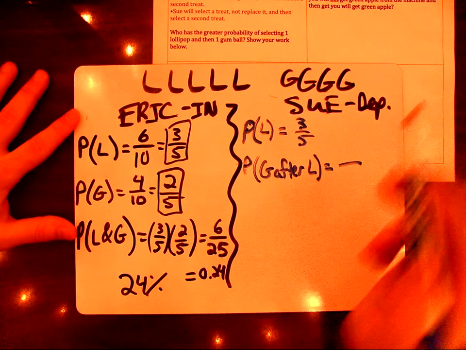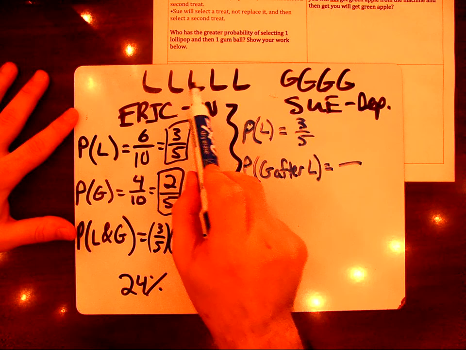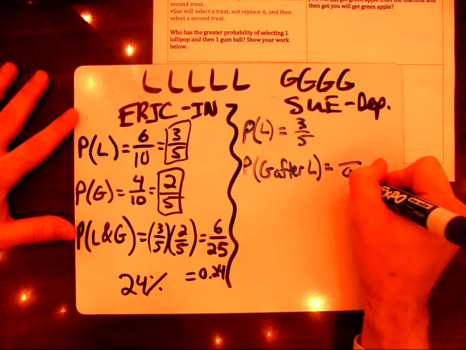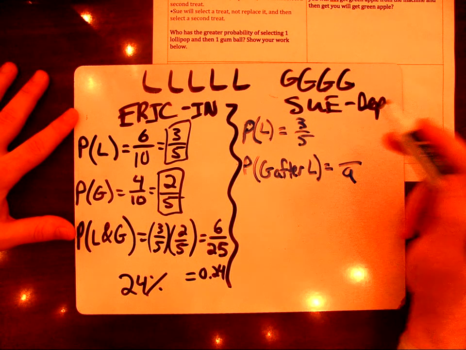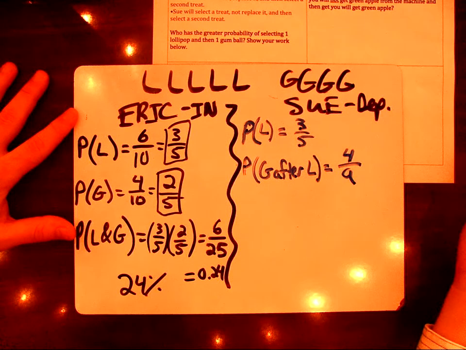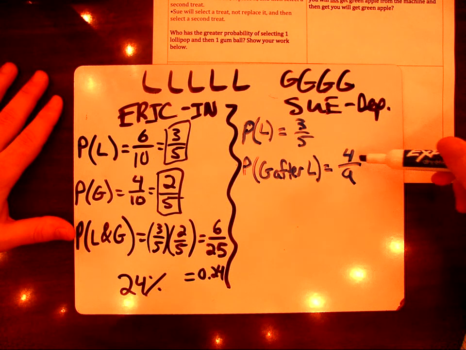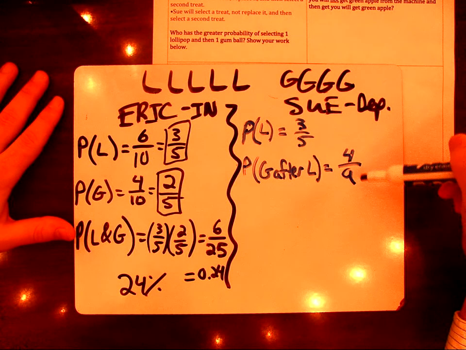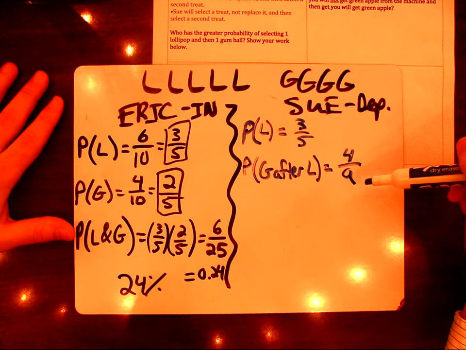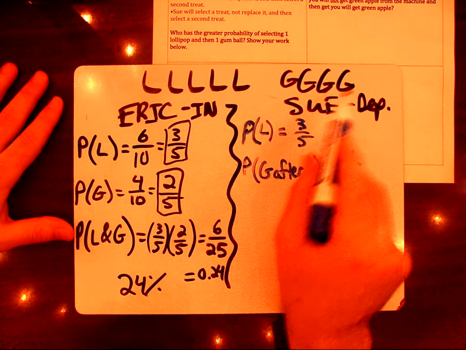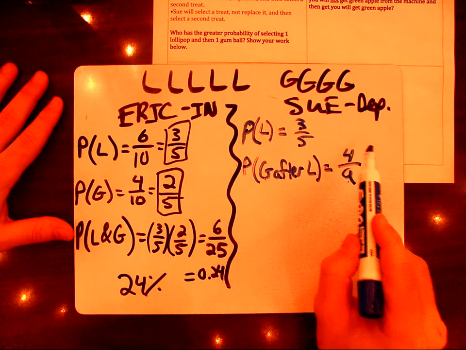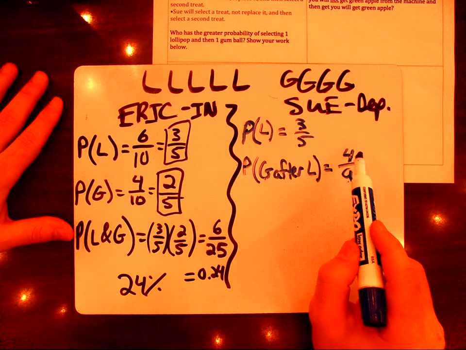How many are left? We have 1, 2, 3, 4, 5, 6, 7, 8, 9. So now we have a total of 9, and there are 4 gumballs. Again, in the numerator it's always the count of the event. In the denominator it's the total count, meaning how many treats we have in total is in the denominator, and how many gumballs is in the numerator.